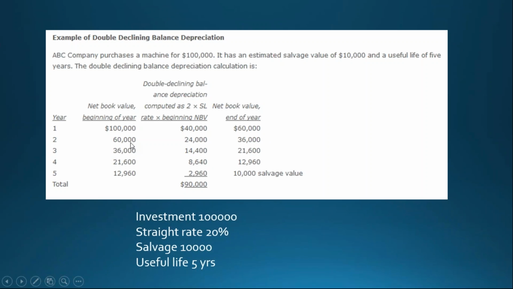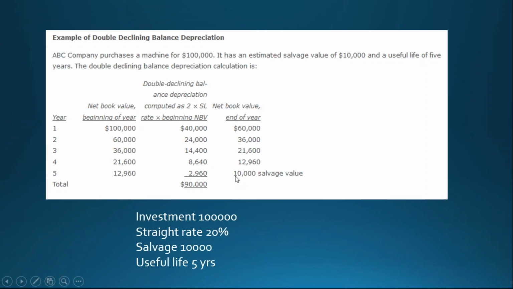40% of $60,000 is $24,000. So in this case, the rate is 40% and the expense is $24,000, right? One's a rate and one's an expense. That's where that 24,000 is. It's 40% of 60,000. Takes us down to 36, which becomes the beginning balance, et cetera, et cetera.